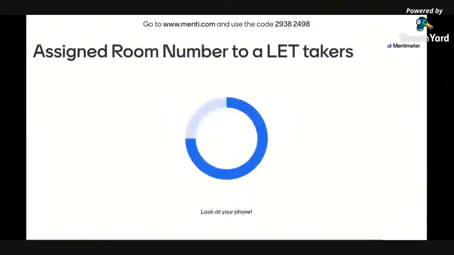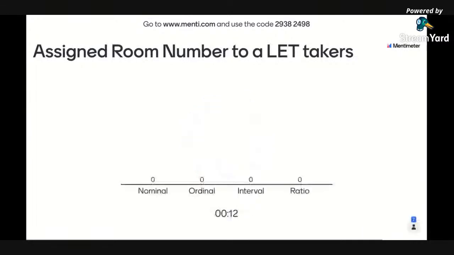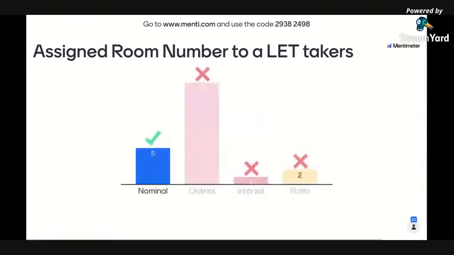And let's see who will win this round. Assigned room number to let takers. To let takers, sorry. So we have nominal, ordinal, interval, or ratio. Bibilis sumagot. Ayan. One, time's up. And the correct answer is? It's nominal.